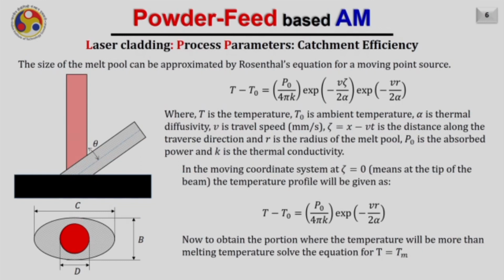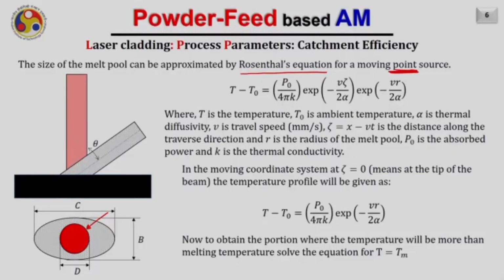Now let us try to find out approximately the size of this molten pool. This can be done very easily by Rosenthal's equation for a moving point heat source. Of course, we are considering here the point heat source. You may further refine the model by considering the surface heat source or the volumetric heat source.